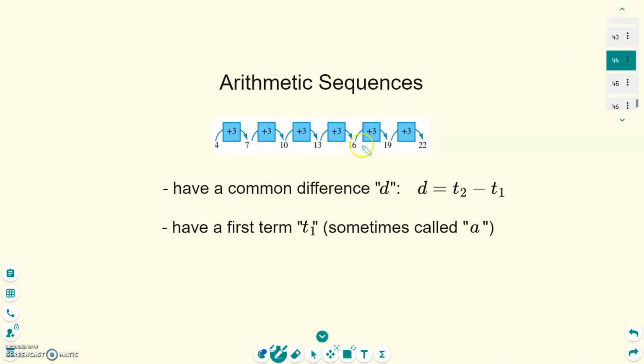So first of all, arithmetic sequences. This is an arithmetic sequence here. They have two things about them. They've got a common difference, D. So here, D is 3. A common difference means just subtract the first term from the second. So I'm going to write D equals 3. And arithmetic sequences also have a first term, T1, which is sometimes called A. So in this arithmetic sequence, T1 is the first term, which is 4. So that's all they are.